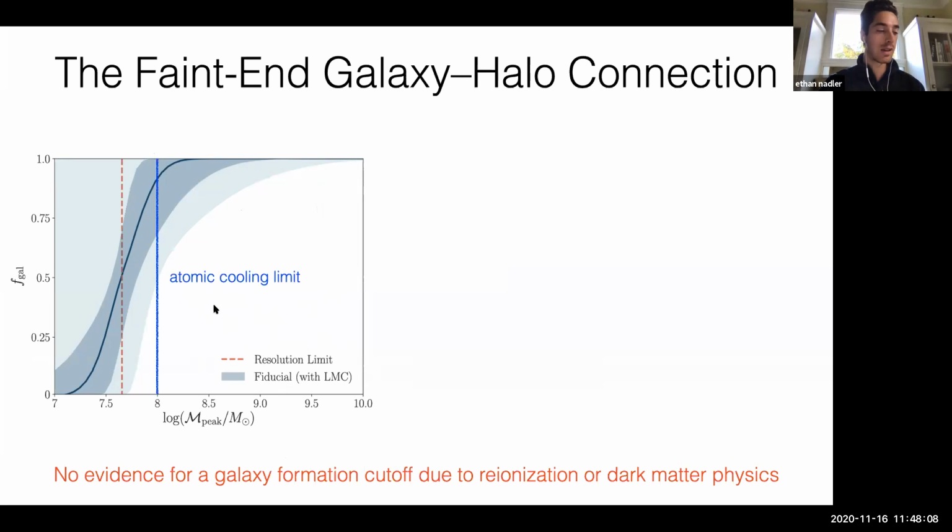Just to put that in a bit of perspective in terms of galaxy formation theory, there's this idea of the atomic cooling limit, which says that halos below some critical mass, roughly 10^8 solar masses or so, can't efficiently cool their atomic hydrogen, which should inhibit the efficiency of star and galaxy formation in those systems. So we see that we're right up against that atomic cooling limit already with the current observations.